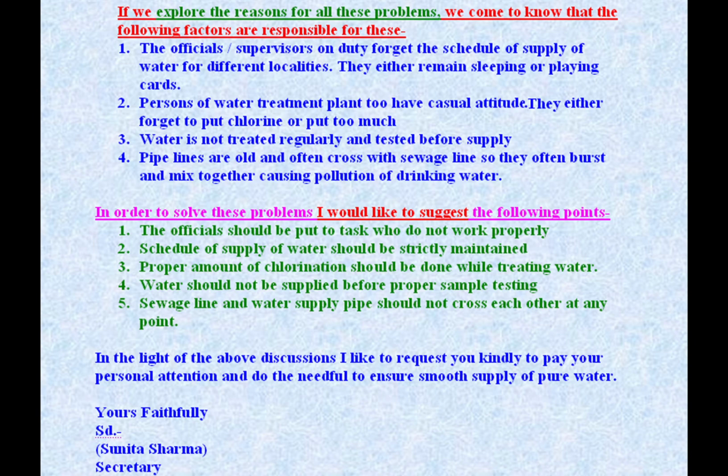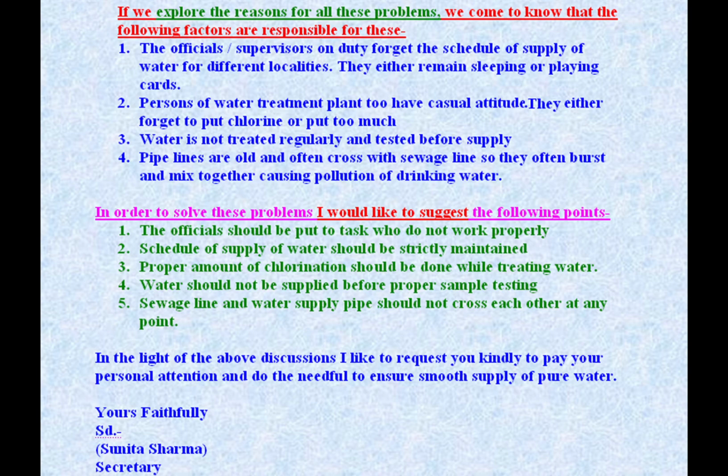If we explore the reason for all these problems, we come to know that the following factors are responsible for these. First, the officials or supervisors on duty forget the schedule of supply of water for different localities. They either remain sleeping or playing cards. Persons of water treatment plant too have casual attitude. They either forget to put chlorine or put too much. Water is not treated regularly and tested before supply.